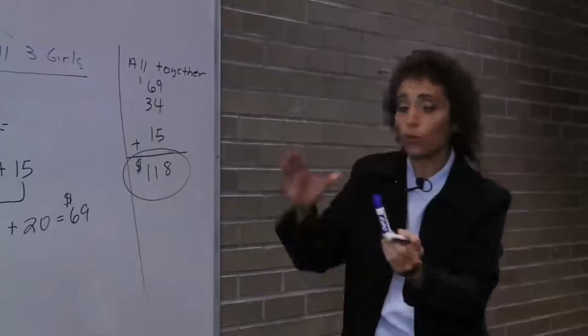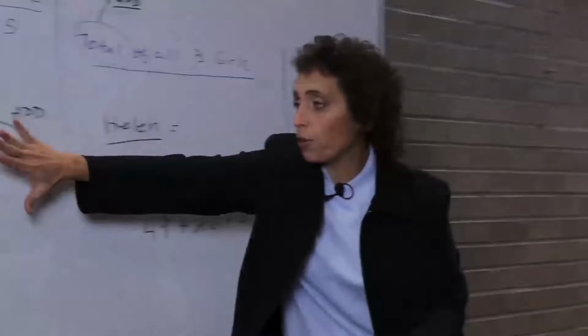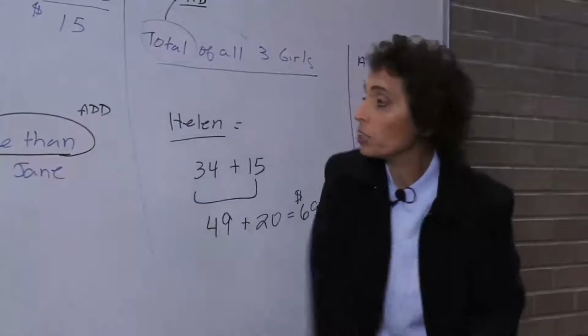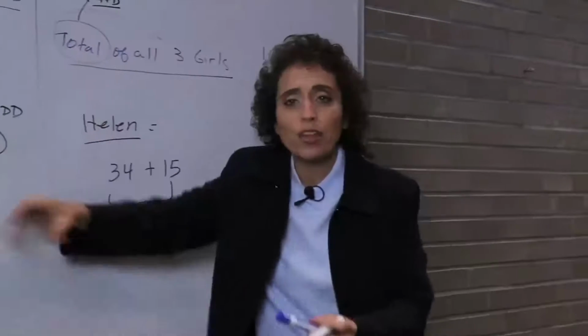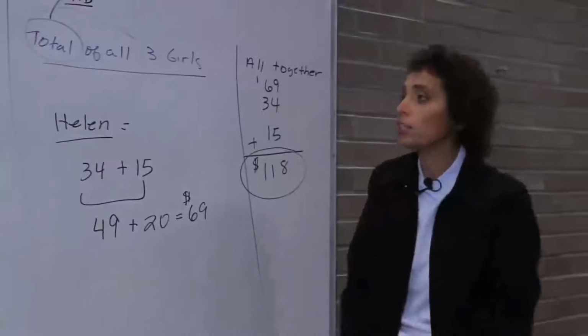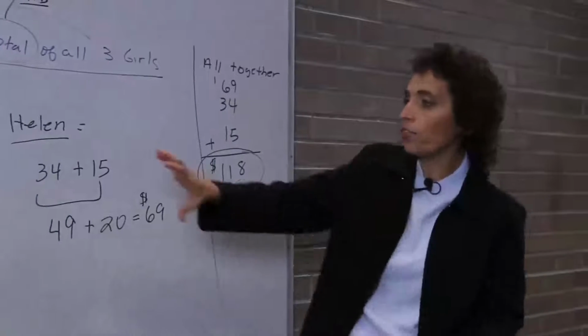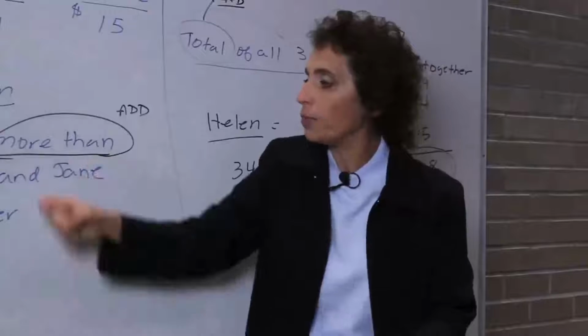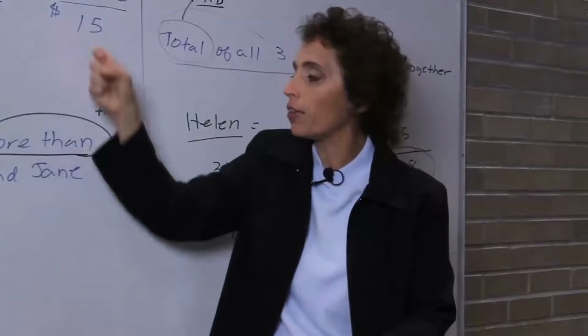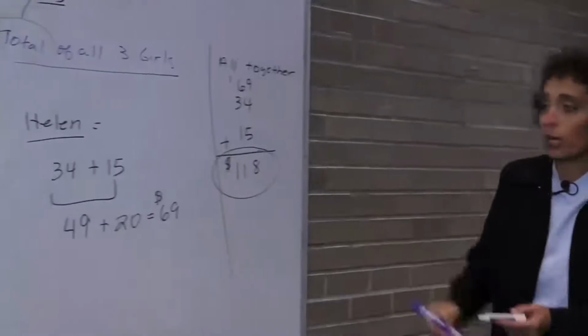So there's a lot of things we have going on here. It's the phrase more than, which means plus. It's the word total, which means plus. It's understanding that more than and is more than are totally different. And it's understanding that in order to figure out what Helen had, we first had to know what Mary and Jane had because she had 20 more than them together. Okay, that takes care of that problem.